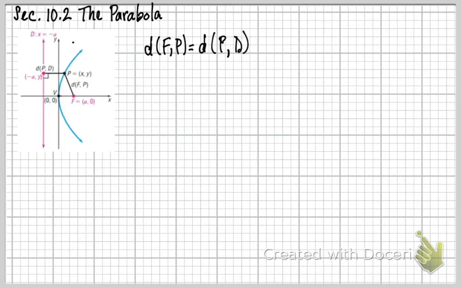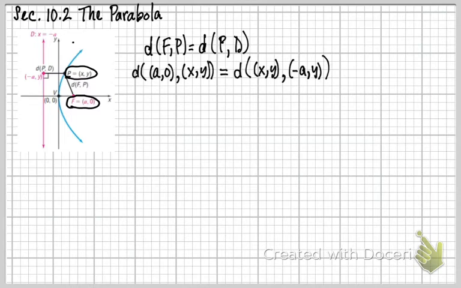Now notice what F is here. F is the point A0, and P is the point XY. And we're just going to use those two pieces of information along with Euclidean distance. Essentially, I'm just taking the distance from A0 to xy, and xy to negative a, y for the second distance.